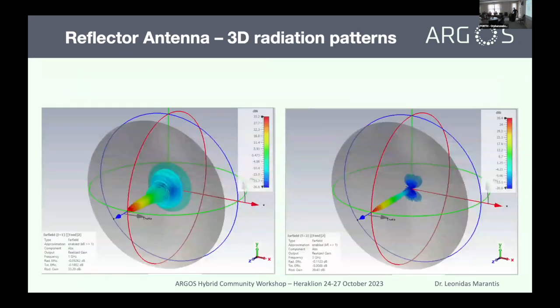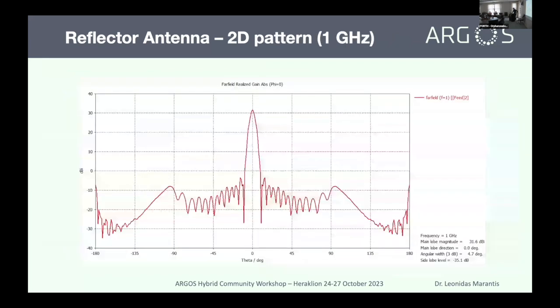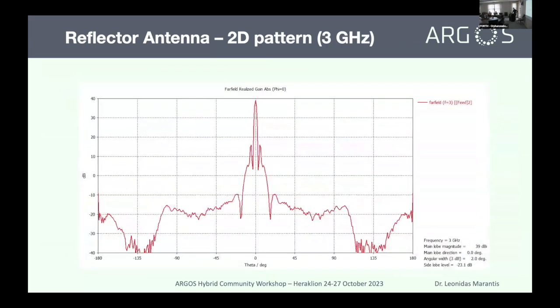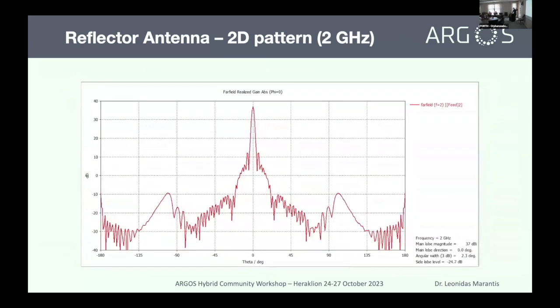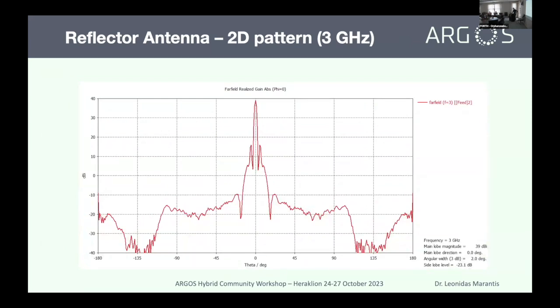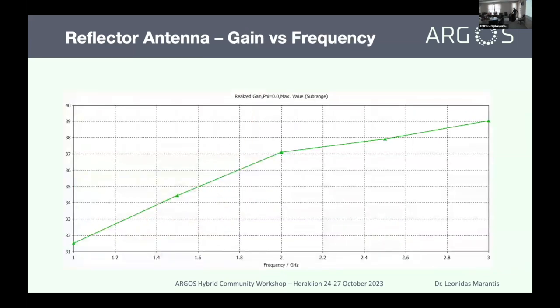And here you can see the 3D patterns of the whole structure. Of course, we're talking now about gains around 30, 35 or 40 dBi as we increase the frequency. And here you can see the 3 different radiation patterns at 1, 2, and 3 gigahertz. We achieve again around 39.4 or 41.5 dBi. And this is a plot of the gain versus frequency.